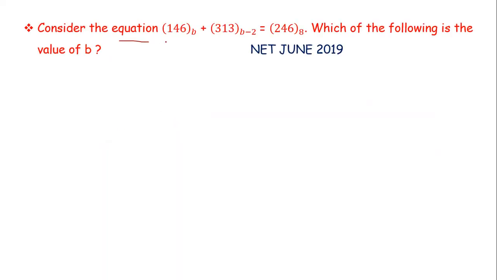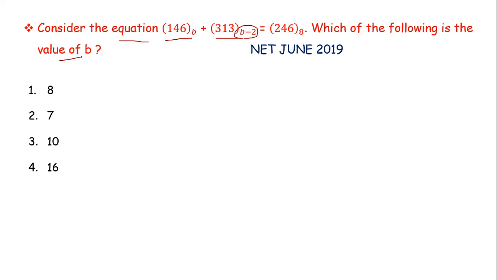Consider the equation 146 base b plus 313 base b minus 2 equals 246 base 8. Which of the following is the value of b? Now in this question we have to determine the value of b, that is the base of 146 and 313.